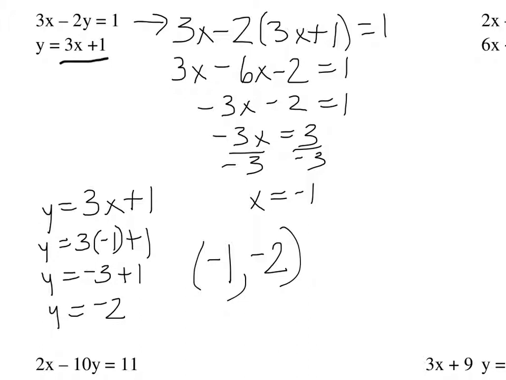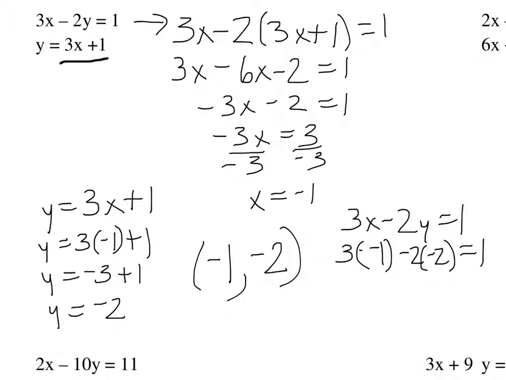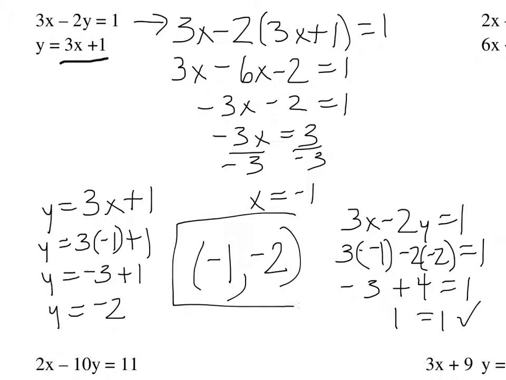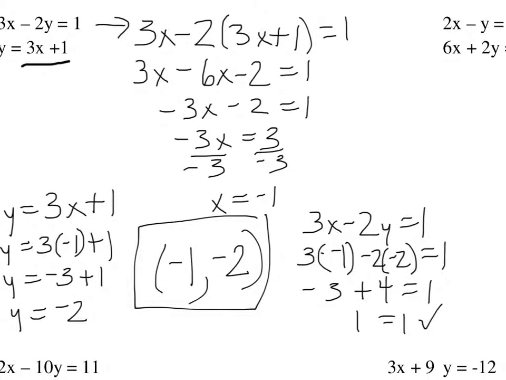We know that that solution works for y equals 3x plus 1. Let's check it by seeing if 3x minus 2y equals 1 when x is negative 1 and y is negative 2. Negative 3 plus 4 equals 1. 1 equals 1. It checks. That's our solution. Negative 1, negative 2.